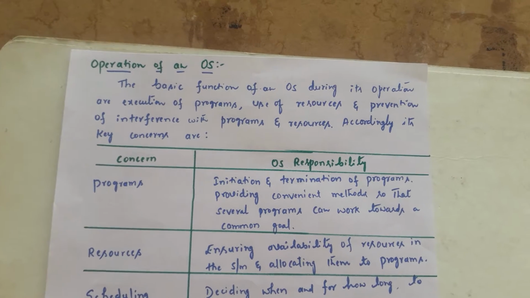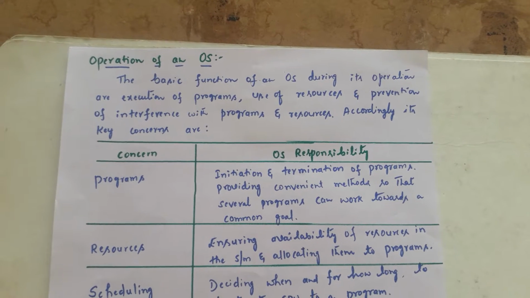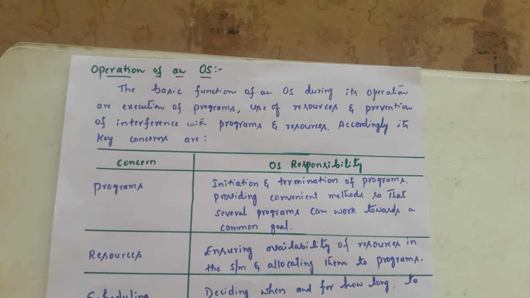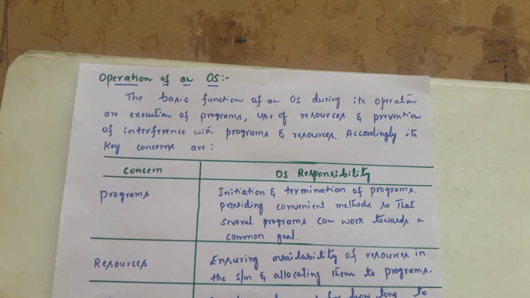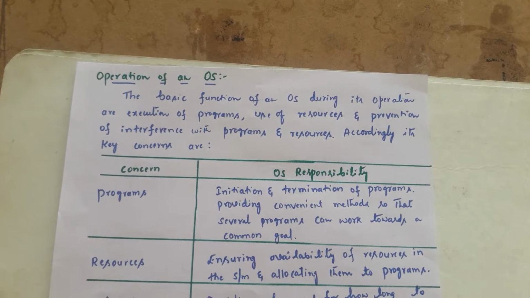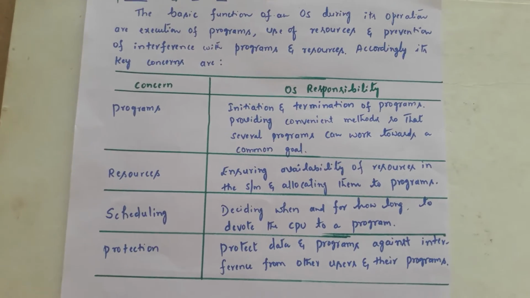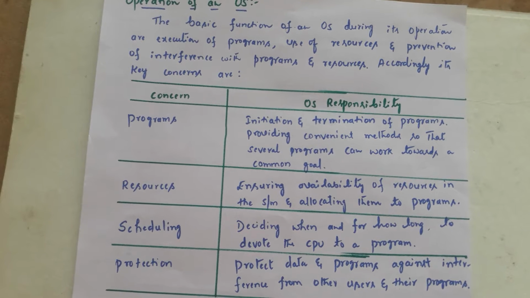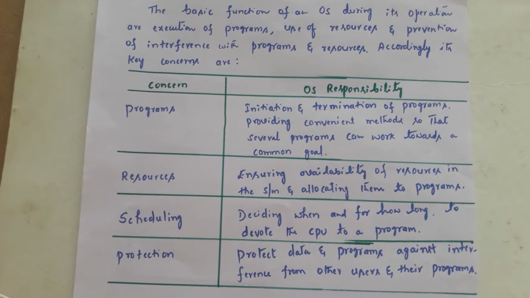We said OS is a software which helps us to achieve a particular task, right? Now we say that the basic function of an OS is to check how a program has to be executed, how to allocate the available resources, and it has to prevent interference with programs and resources. Based on these things, we can say that the key concerns of an OS are how to allocate the resources to the programs, how you can schedule the resource, and how you can protect your data, right?